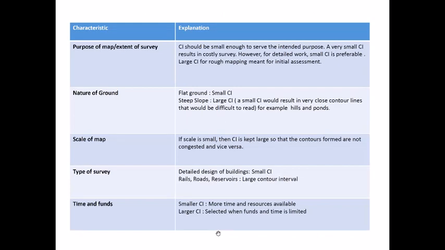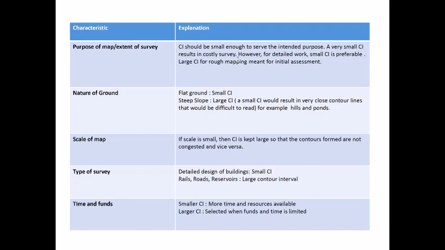So let's discuss them one by one. Purpose of map or extent of survey. Contour interval should be small enough to serve the intended purpose. So if you choose a big contour interval, let's say I choose a contour interval of 20 meters, I'll be missing a lot of features of the land. And choosing a big contour interval might not serve the purpose for which I am drawing the map. On the other hand, a very small contour interval results in a costly survey.